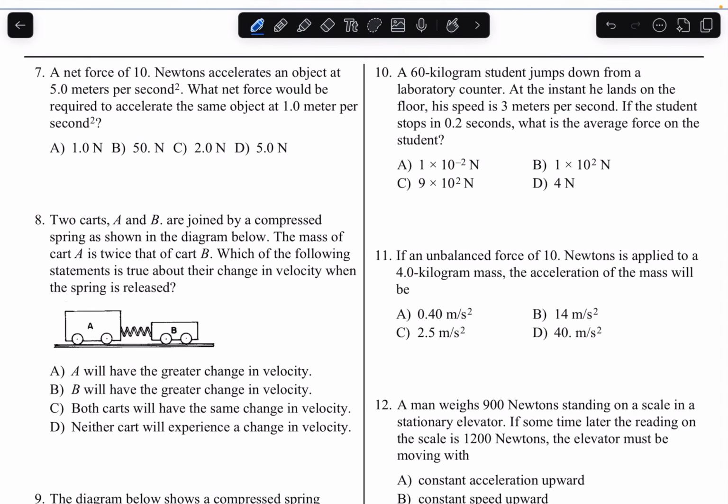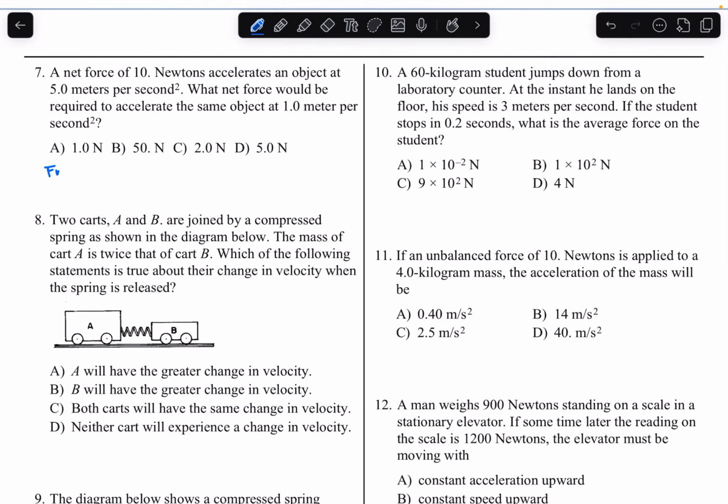Number 7. A net force of 10 newtons accelerates an object at 5 meters per second squared. What net force would be required to accelerate the same object at 1 meter per second squared? So this question is really easy. It tells us the F net of an object at 5 meters per second squared. So we use F net equals ma to find out what mass is, and then plug the numbers back in to find F net of that same object but at 1 meter per second squared.